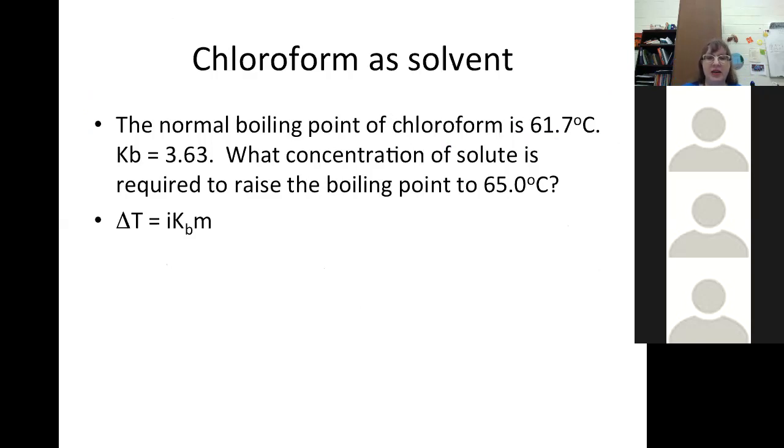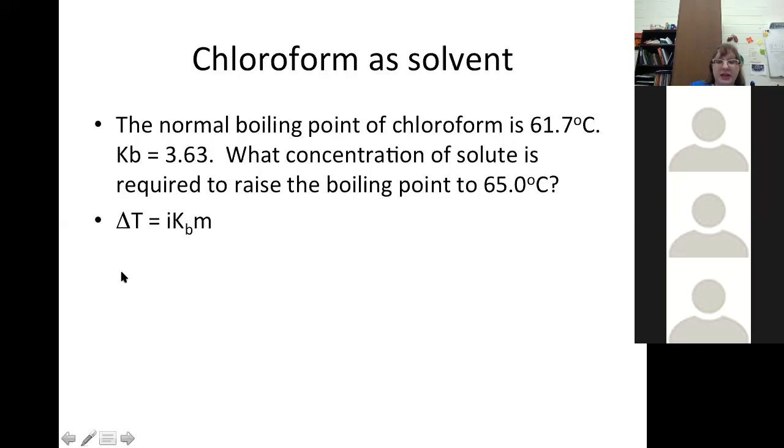And the question we're going to answer is, what concentration of solute is required to raise the boiling point to 65 degrees Celsius? So we're only going from 61.7 to 65. We're not going to raise it an entire 65. So our delta T is not 65. We're going from 61.7 to 65. So that seems to be a mistake that I saw people making on the last test when they were doing delta T, is that they were trying to use the whole range or going from 0. We have to look at where's our starting point, where's our ending point. So 65 is the ending point, 61.7 is the starting point.